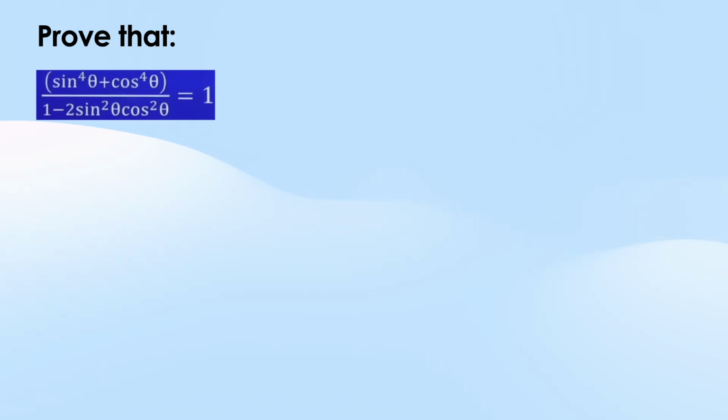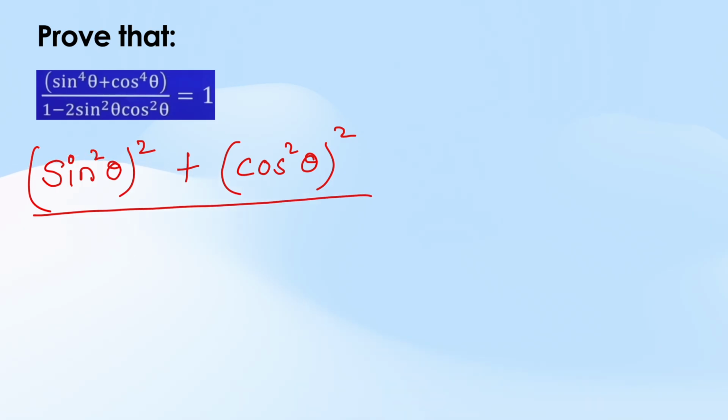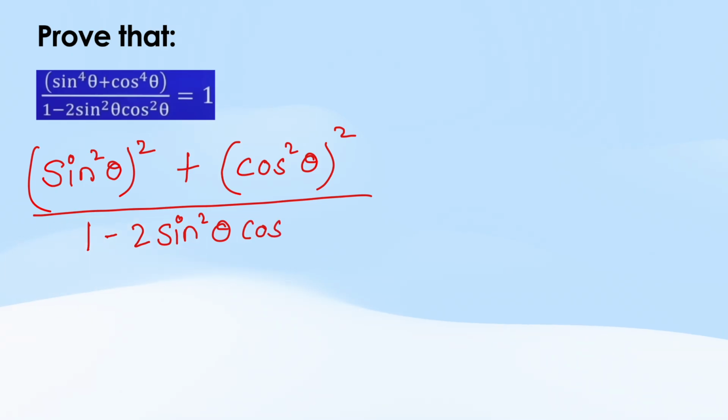Okay. Now what about this question? Sin 4 theta plus cos 4 theta divided by 1 minus 2 sin square cos square. If I see the upper part, it is square of something plus square of something. Why am I saying square instead of 4 power? Because I can convert sin 4 theta into sin square theta the whole square, plus cos square theta the whole square, divided by 1 minus 2 sin square theta cos square theta. Any doubt in this?